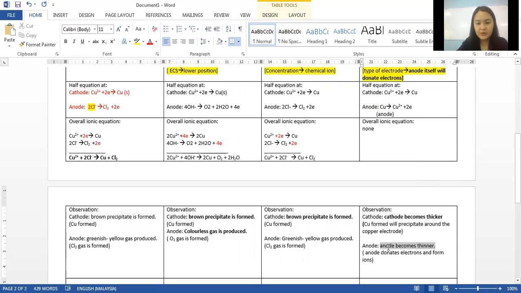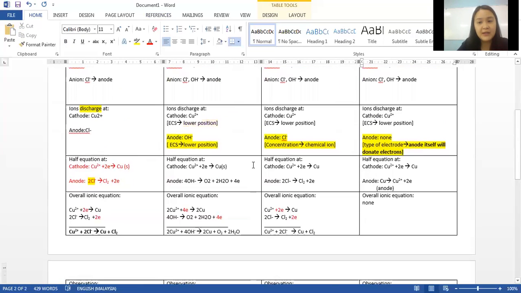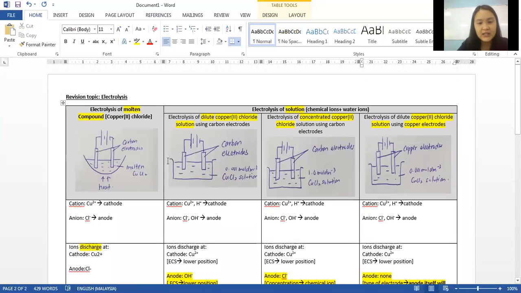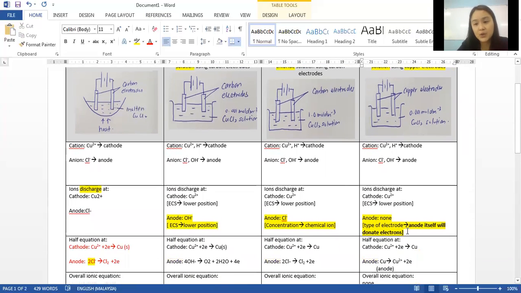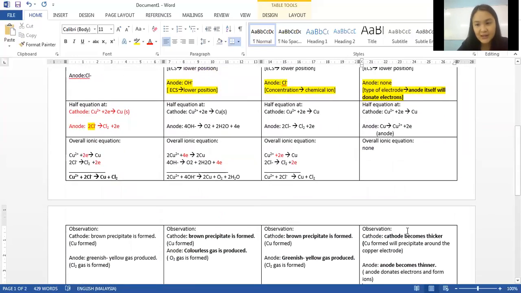Okay, so now you can see it is very different, right? So now from here you can roughly have an idea. Even though I'm electrolyzing the same chemical, when you have a different condition, let's say molten or dilute or concentrated solution, your choice to discharge at cathode and anode is different, and that leads to a different half equation and different observations. All right.